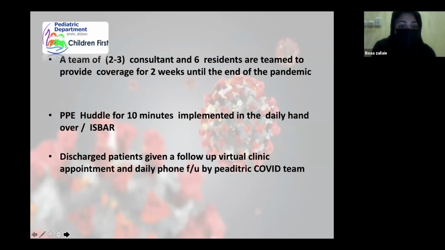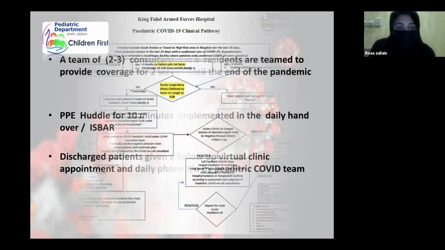We discharge patients if they are asymptomatic, and we give them follow-up in the virtual clinic daily, 7 days a week, even on the weekend, with a daily phone call and follow-up by the pediatric COVID team. And if the patient needs reassessment, we call them and readmit the patient. And this is our pathway.